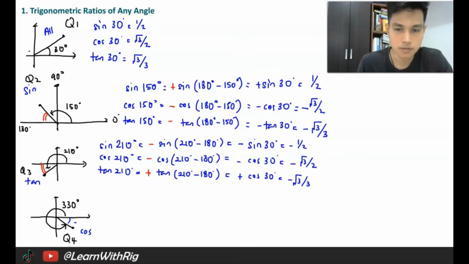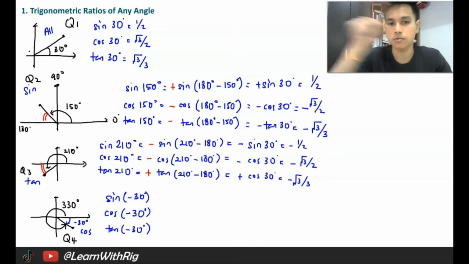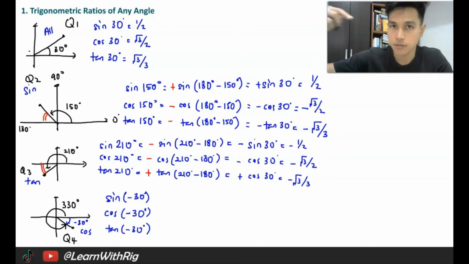Okay, now let me write properly. Negative 30 degrees. So for example, let's say sine negative 30, cos negative 30, tangent negative 30. Now I don't want you all to get confused. I told you before, if it's negative, that means it's a reverse direction. So all this while you are rotating anti-clockwise, but because it's negative, now you're going in reverse, so it's clockwise. So it's actually the same. Negative 30 is actually the same as positive 330.